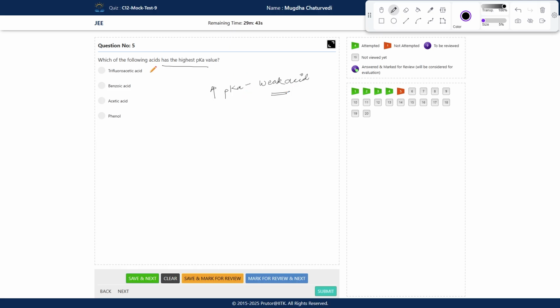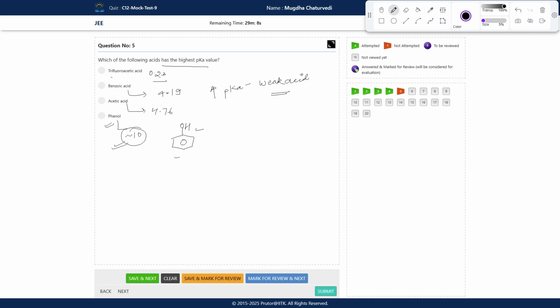If I talk about trifluoroacetic acid, its pKa value is around 0.83. Benzoic acid is 4.19. Acetic acid is 4.76, and phenol is nearly around 10. So phenol has the highest pKa value, which means phenol will be the least acidic. This is the case where a hydroxyl group is directly attached to a benzene ring.